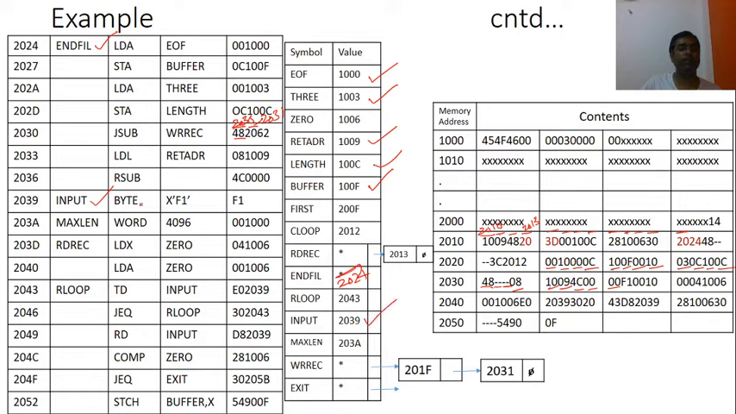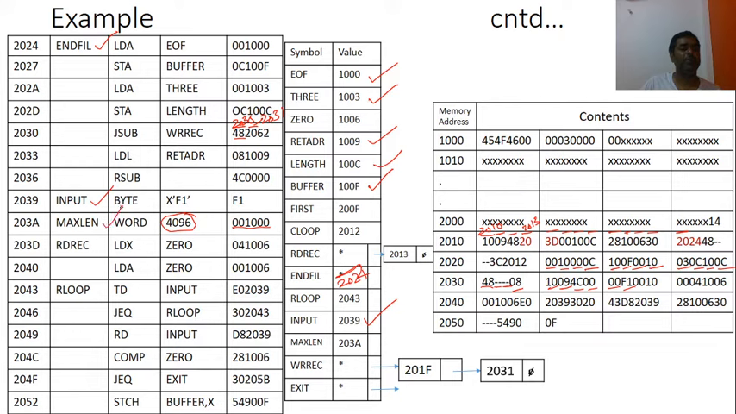2039. What will be the object code? XF1. The object code will be F1 only. So F1 is loaded here. This one, MAXLEN WORD 4096. That means we have to write 4096 in one word only. And we know that the hexadecimal value corresponding to 4096 is 1000. So 1000 is written here in one word only.